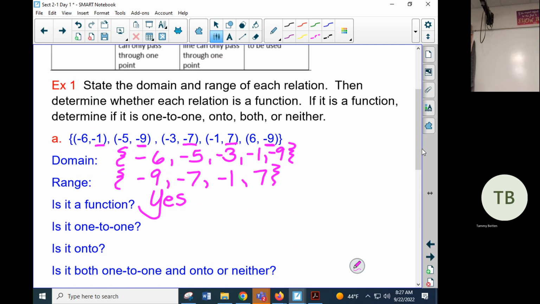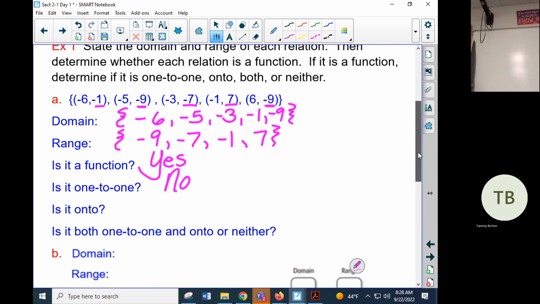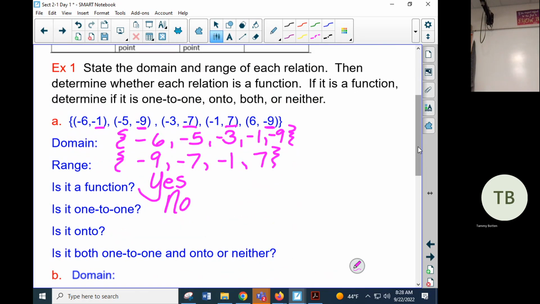Does each x have a different y? No. We have two -9s. So that means no, it's not one-to-one. Okay. And by the way, when you're doing your assignment, they won't have these questions here, so you might just want to look at your notes. They'll just have you list the domain and the range. I just put these to kind of help us, so you can kind of take a peek at that.